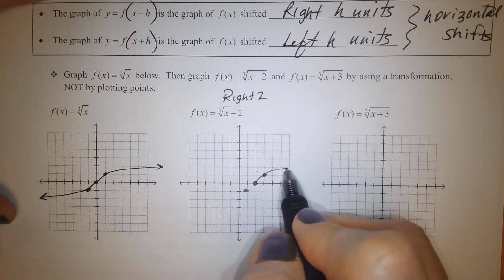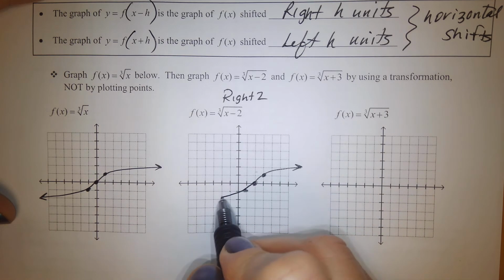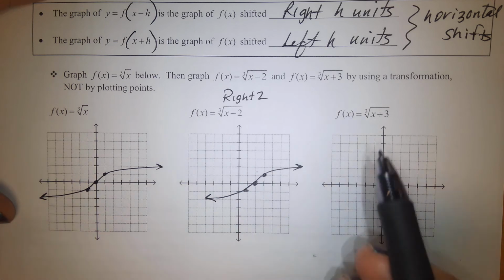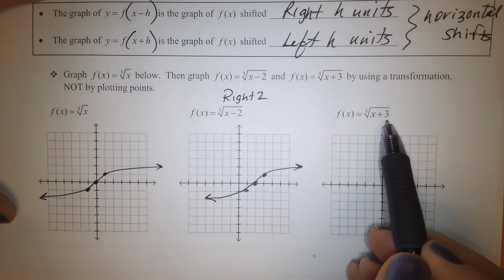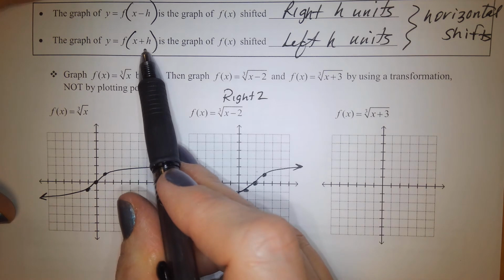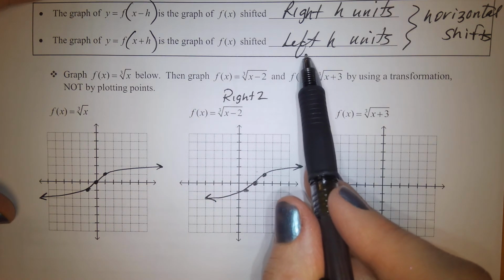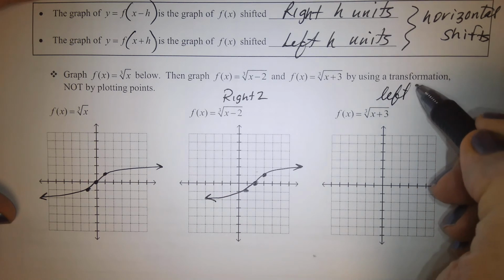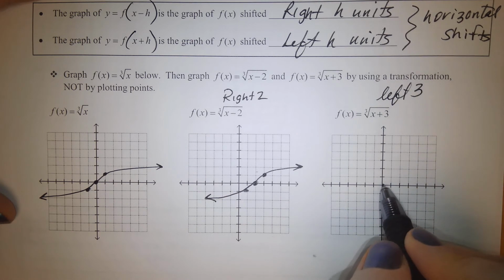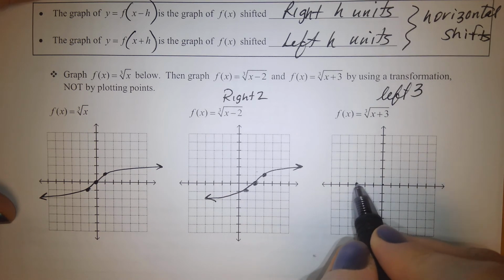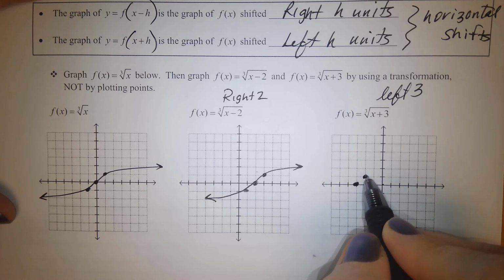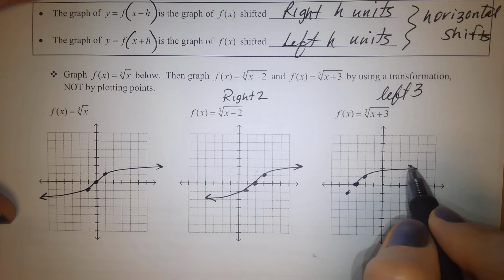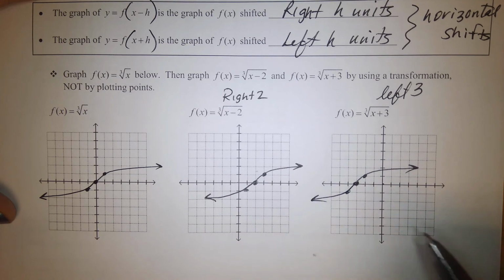So my graph now will look like this. Over here, adding 3 inside the function means we're going to move it left 3 units. So again, 0, 0 is going to move to the left 3 units. So my graph will look like this.